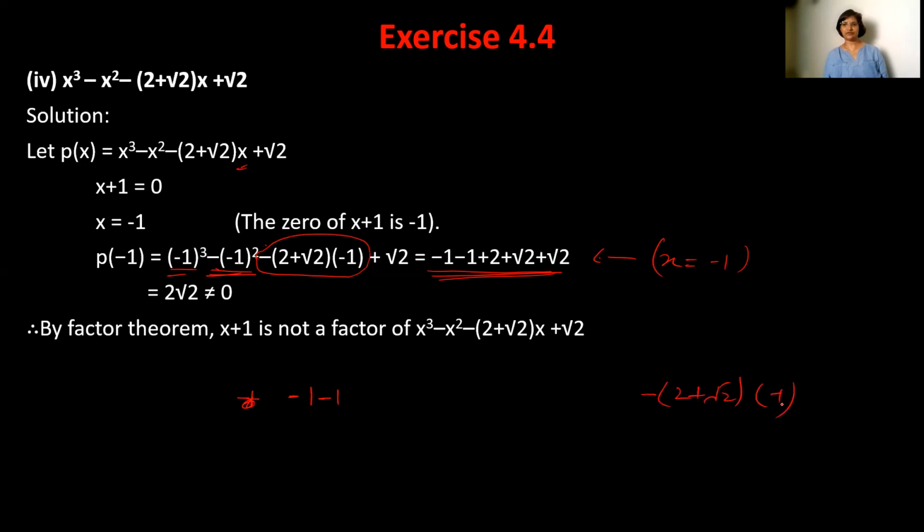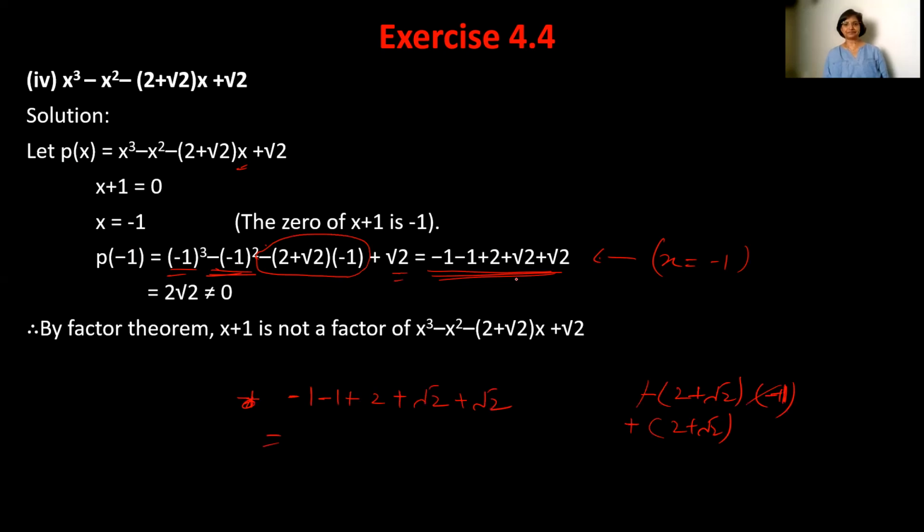What you have to do? You have to solve this and this sign, so it will become plus. That's it: 2 plus under root 2. So you will get +2 plus under root 2. And at last, in the end, it is under root 2. Don't forget to write this after solving this.